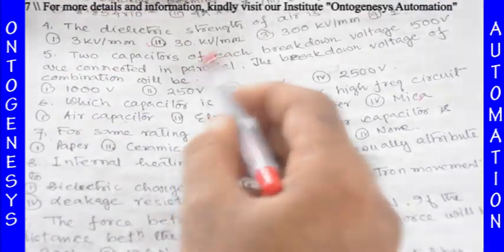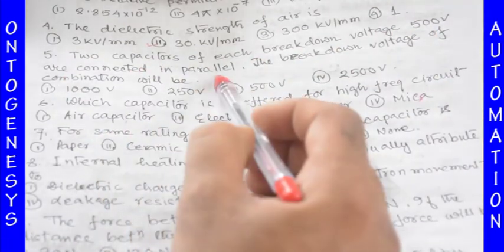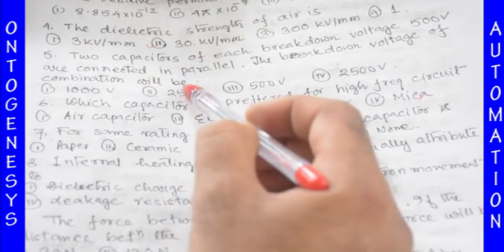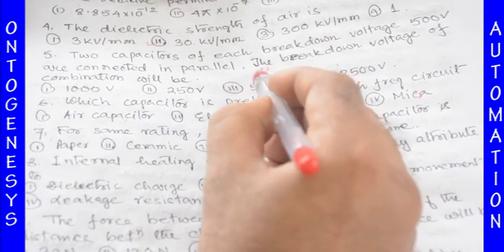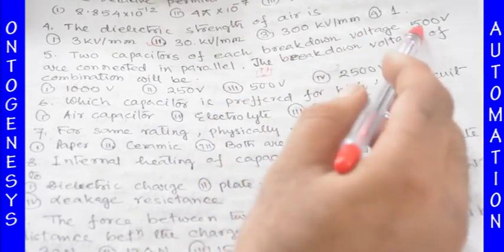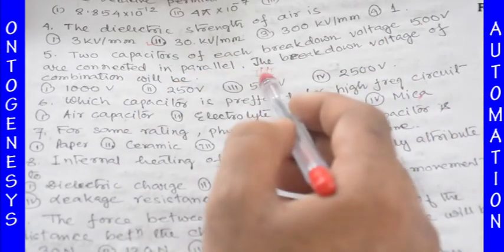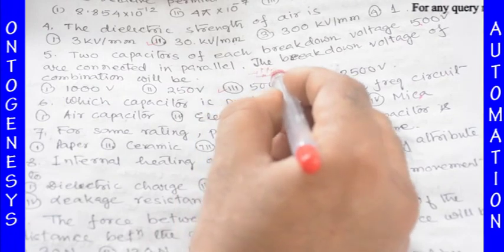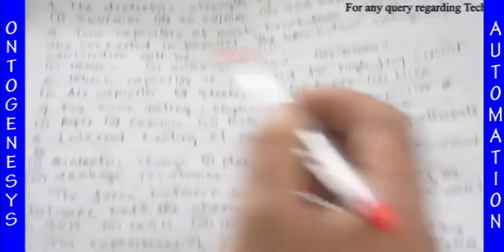Two capacitors of each breakdown voltage 500 volt are connected in parallel. The breakdown voltage of the combination will be, so two capacitors of each 500 volt breakdown voltage connected in parallel, so the combination will have a breakdown voltage of 500 volt, because they are connected in parallel, so each will experience the same voltage, so it will be 500 volt only.